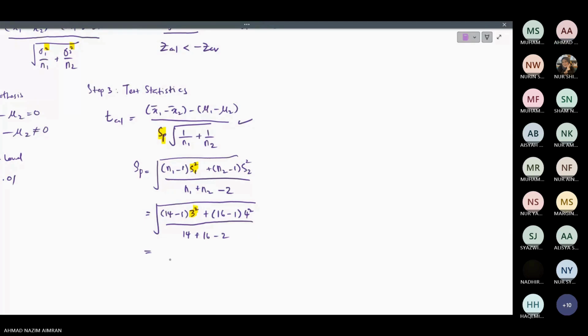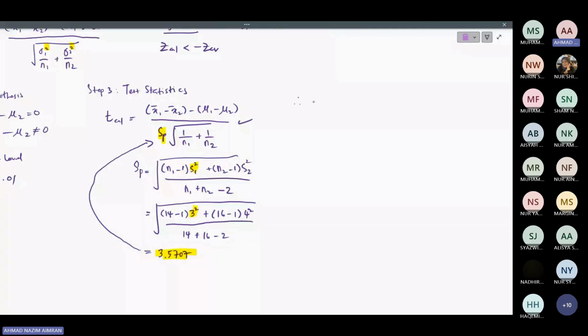Okay, 3.5707. All right. Thank you. 3.5707. Okay, now this value you can insert here. Now we can calculate the T calculated.